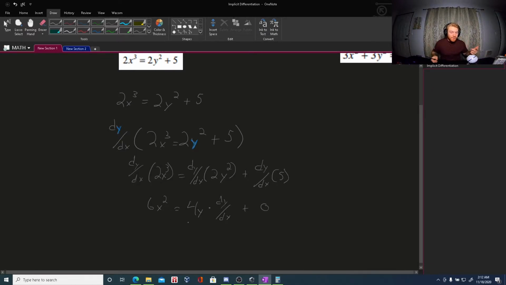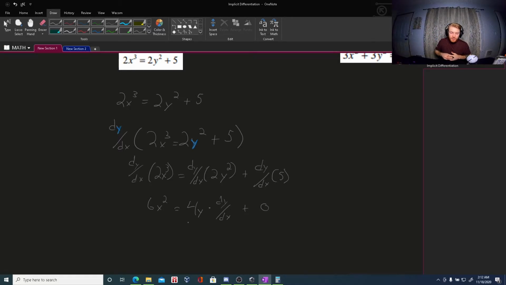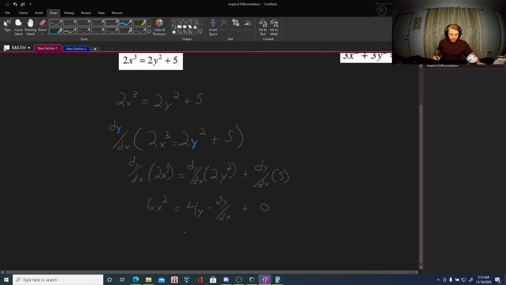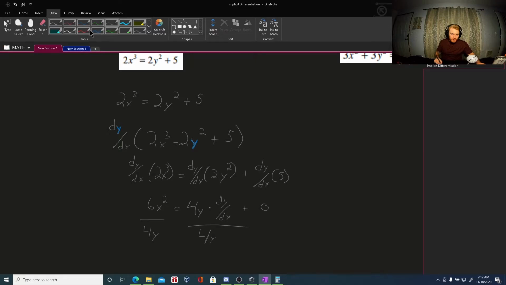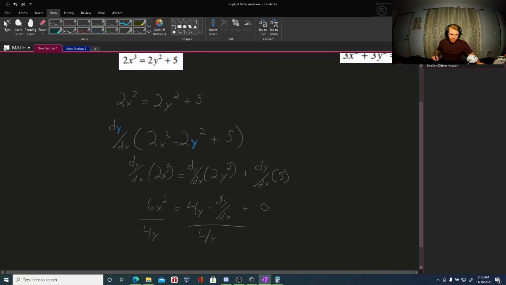What we're going to do from here, and I think it said this in the procedural format, is isolate dy/dx and solve for dy/dx. So in this case, very simple, divide by 4y on both sides. That's going to give us, we'll switch it around and just say dy/dx equals 6x squared over 4y.